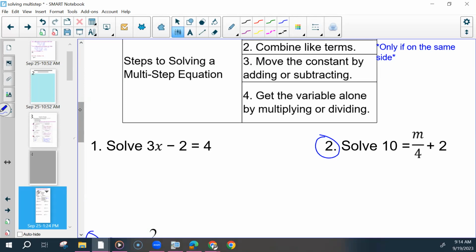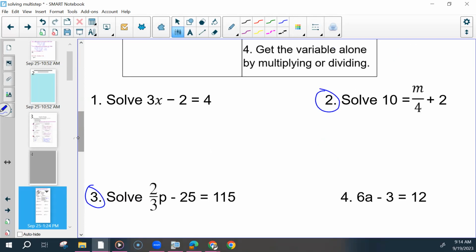So if we're trying to get M by itself, we have to get rid of the 4, we have to get rid of the 2. What do you think we're doing first? Getting rid of the 2 by doing what? Subtraction. So we're always doing the opposite. What we do to one side, we have to do to the other, so move it to the other side. And then we have to get rid of the 4. So we're going to multiply these. Multiply both sides. These cancel, leaving M. What would M equal?